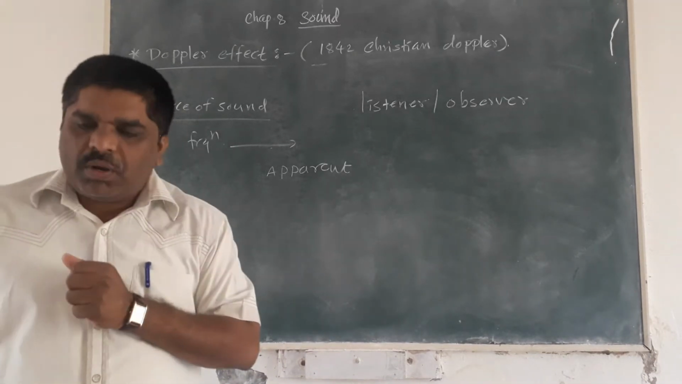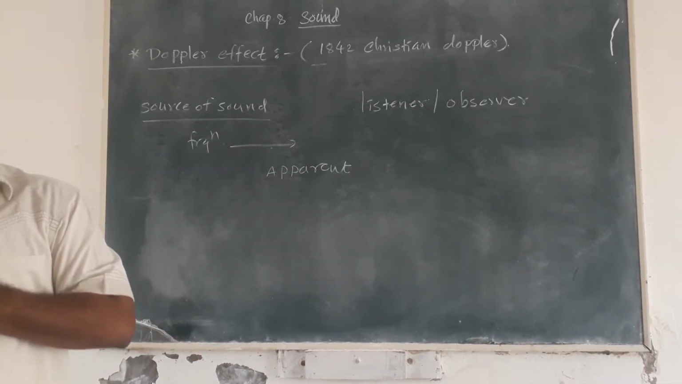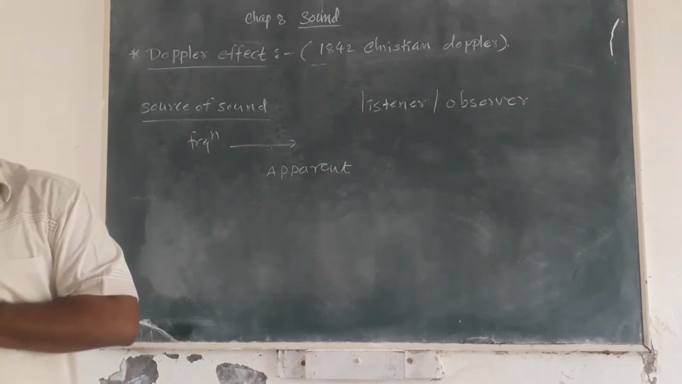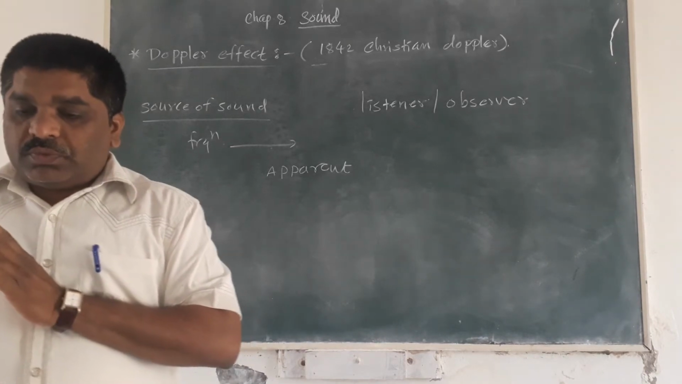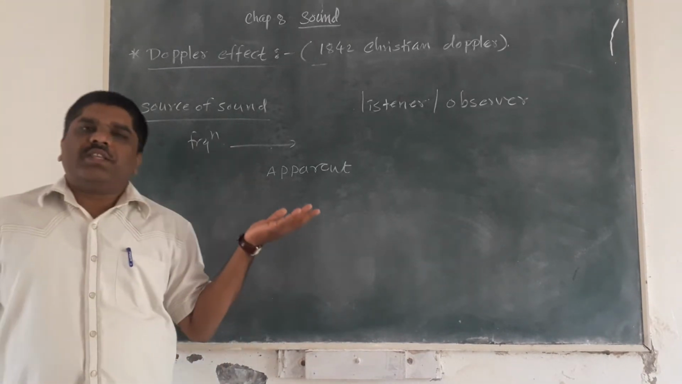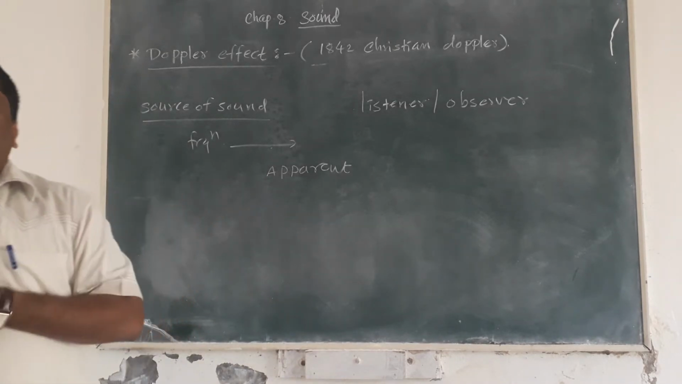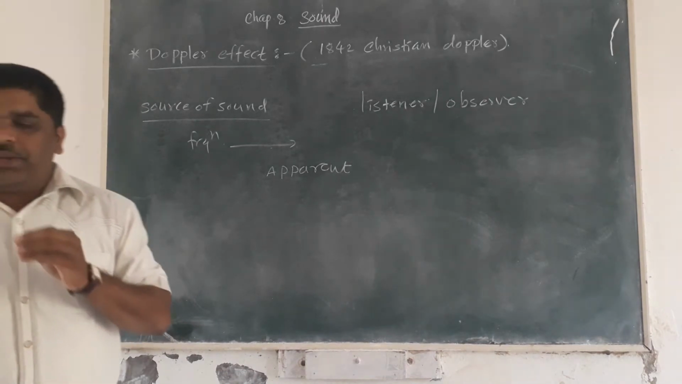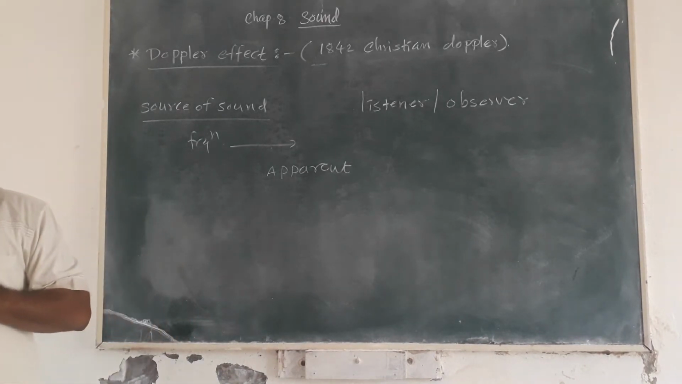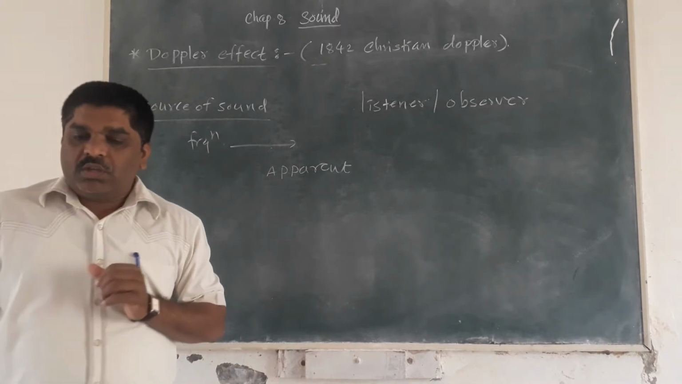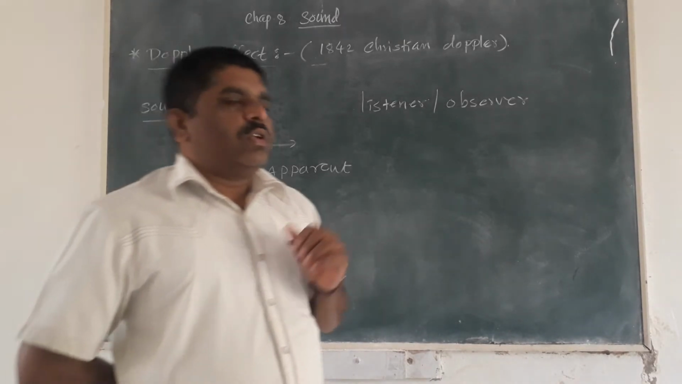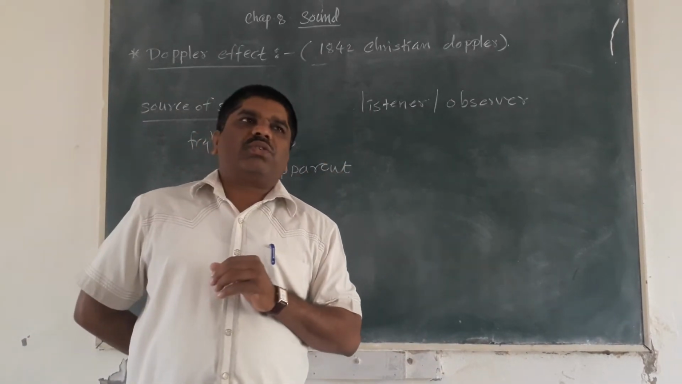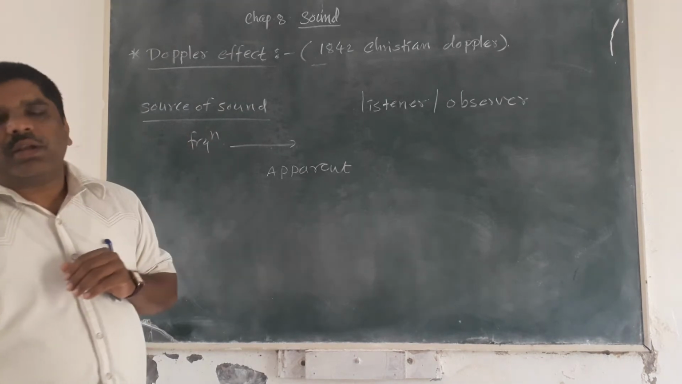Now we define the Doppler effect. The apparent change in frequency of sound due to relative motion between the source of sound and the listener or observer is called the Doppler effect.